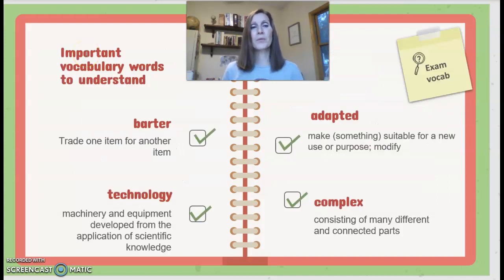Okay, important vocabulary words to understand. Barter is trading one item for another, this for that. Technology is machinery and equipment developed from the application of scientific knowledge. Adapted means to make something suitable for a new use or purpose, to modify. And then complex is consisting of many different and connected parts.